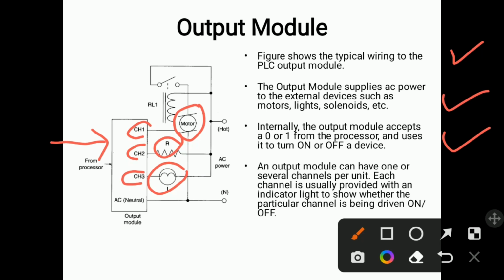The output module accepts 0 or 1 from the processor and uses it to turn on or off a device. So all these output devices turn on or off depending upon 0 or 1 position. Okay, an output module can have one or several channels per unit. Each channel is usually provided with an indicator light to show whether the particular channel is being driven on or off. So there is one light is also provided to show whether particular channel is working or not.